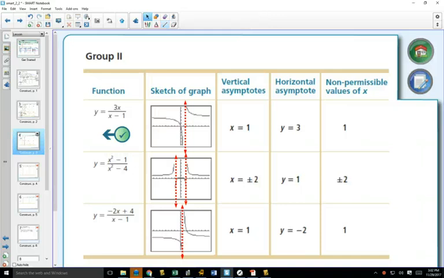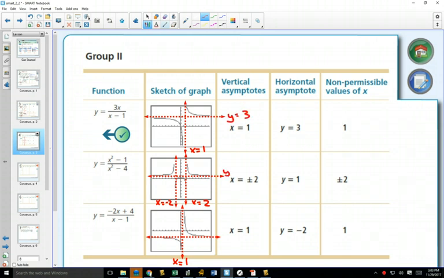And label them. Now, all of these ones have vertical asymptotes, and the vertical asymptotes are exactly where your non-permissible values are. These ones also have horizontal asymptotes. So how do we figure out where these horizontal asymptotes are going to be? Okay? And we can label them.